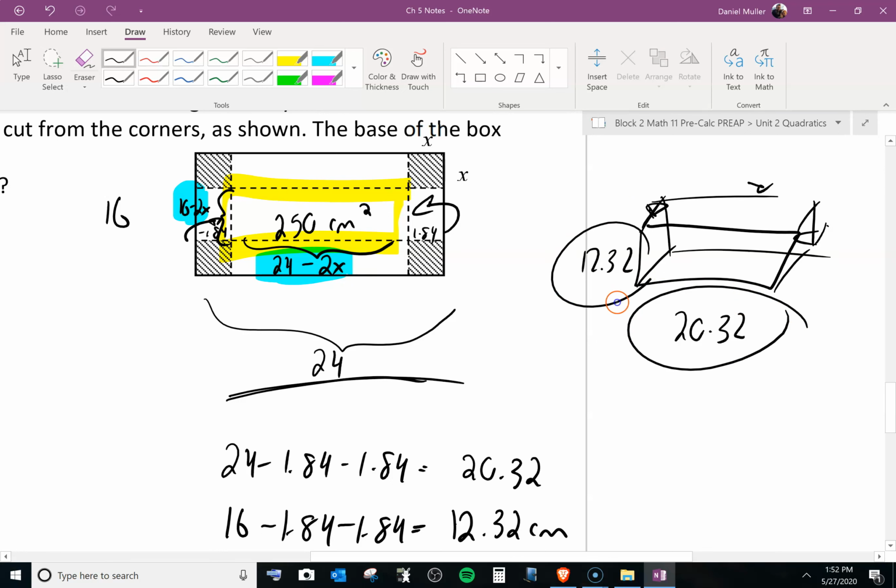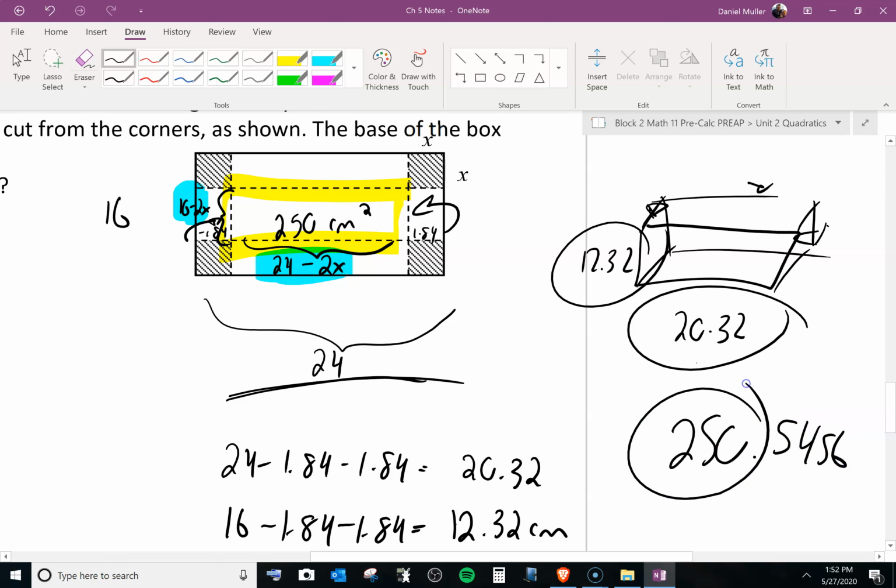If you multiply these, 12.32 times 20.32, you get 250.5456, which is a rounding, but that's really close. That's 250 square centimeters, the area of my base. So that gets pretty close.